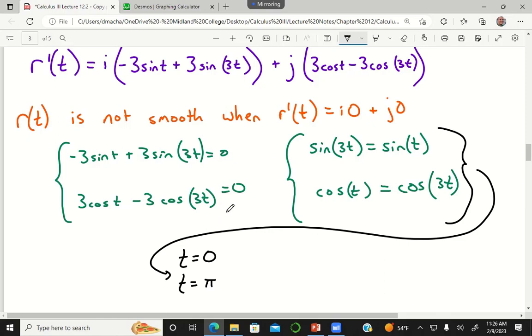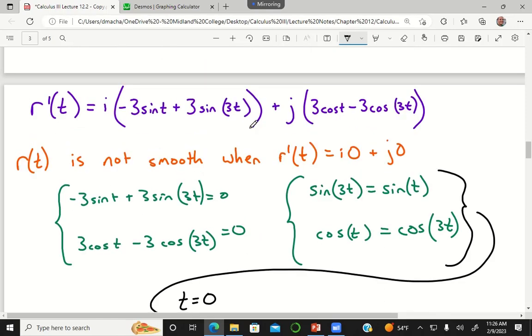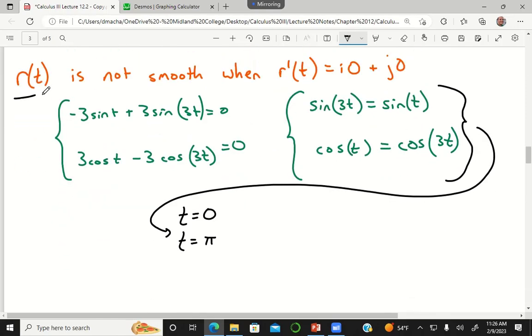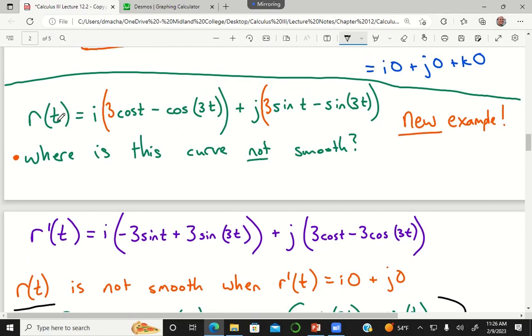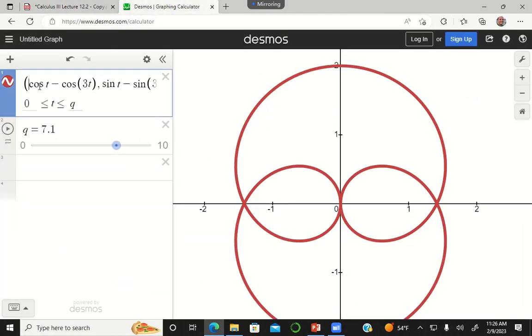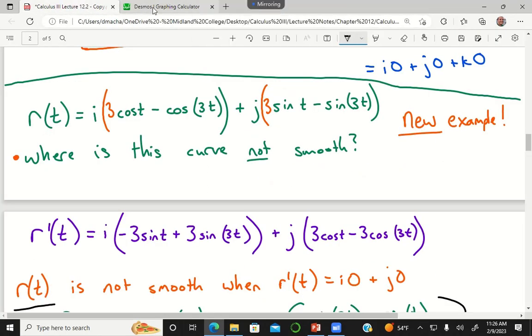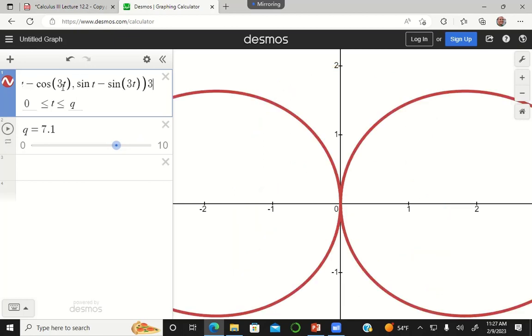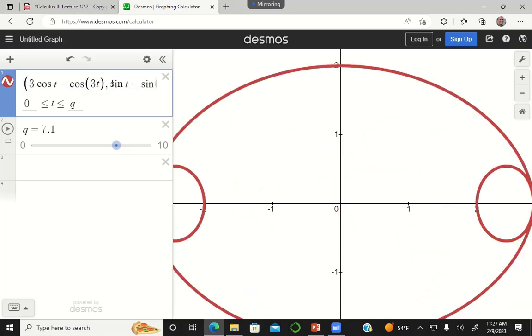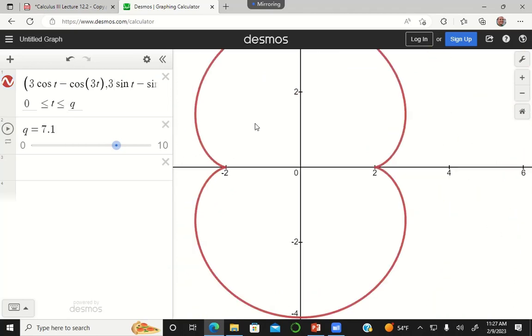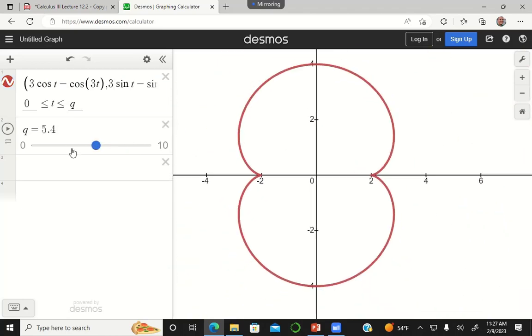Yeah, so let's graph it. Let's graph this now. So what I'm going to graph is my original r of t function. I'm not going to graph r prime of t. I'm just going to graph r of t. So that is something like 3 cosine of t and 3 sine of t. So here it is. Ta-da.